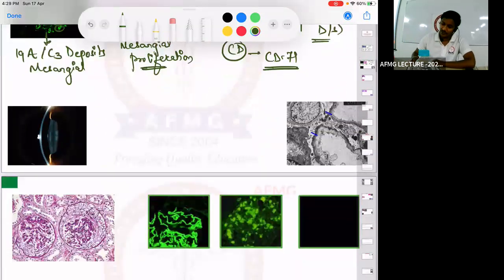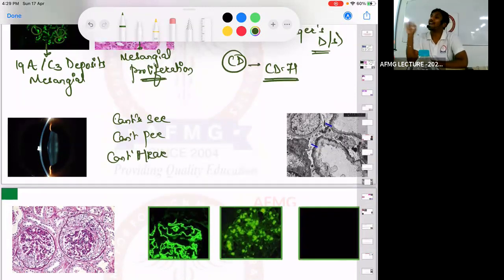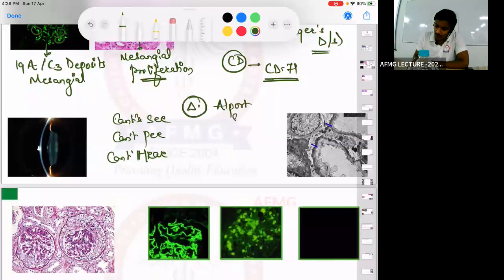Done. Moving further. Now a child presents to you with complaints of, what is the triad? Can't see, can't pee, can't hear. And what does this suggest to you? This suggests the most common cause of hereditary nephritis. Most common cause of hereditary nephritis is?